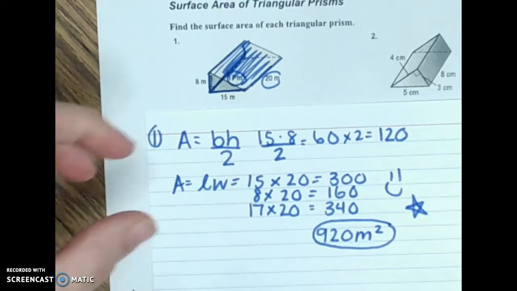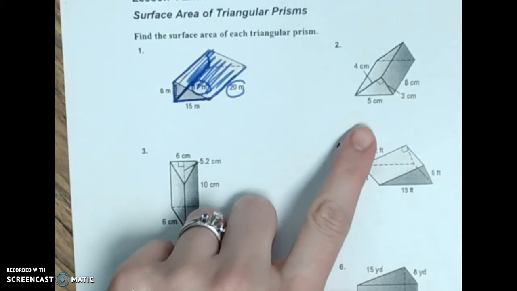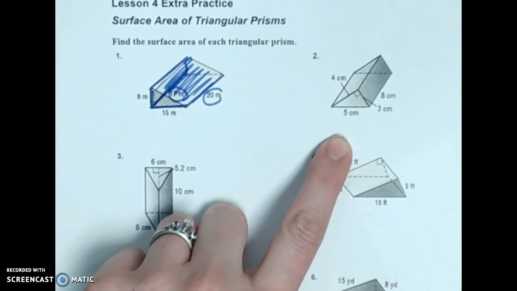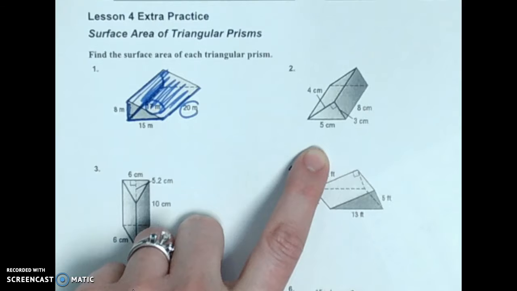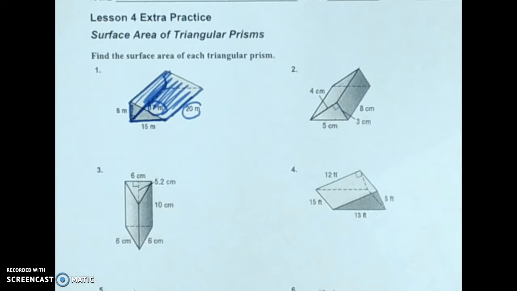Okay, at this time you're going to be looking at number 2. A little smaller numbers to deal with, but that shouldn't matter because you have a calculator. You're going to find the surface area of it. So you're going to have 3 to 4 minutes right now to work on that. The screencast is going to be paused at this time and then restarted in 3 to 4 minutes.